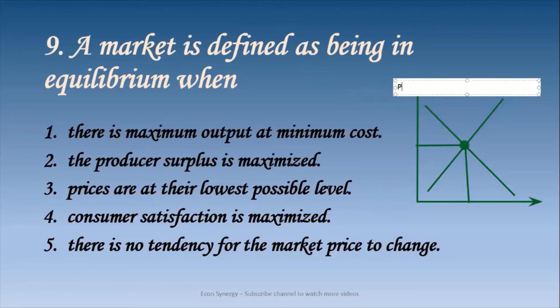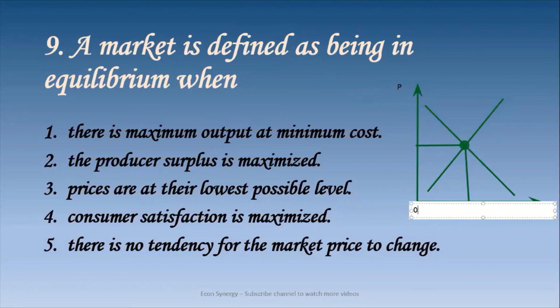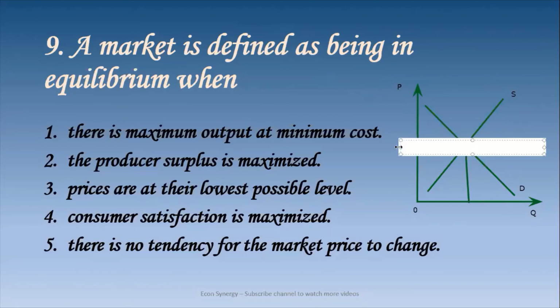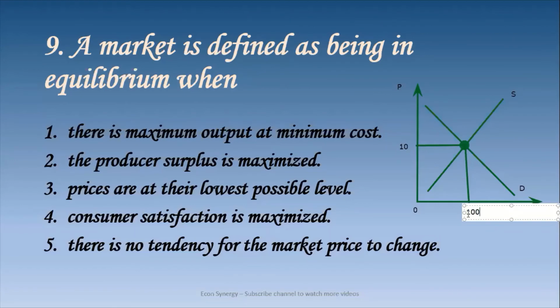Here price, quantity, zero, supply, demand. Then this one is the market equilibrium price. Here let's say it is $10. This is the quantity. Let's say 100 units.